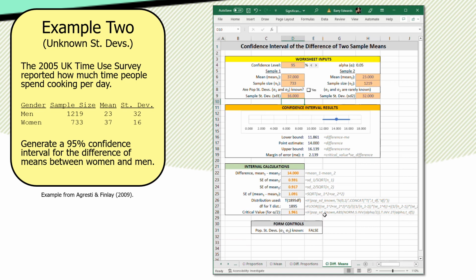But the work is being done for us, and so the worksheet helpfully tells us what the 95% confidence interval of the difference of means is in this case.